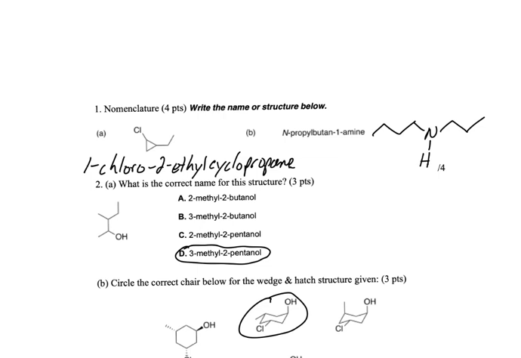Next one. This is an alcohol, so find the longest chain with the alcohol in it. 1, 2, 3, 4, 5. So it's a pentanol, and that eliminates A and B. And then alcohol takes priority, so we number this way: 1, 2, 3. So it's 2-pentanol, 3-methyl.